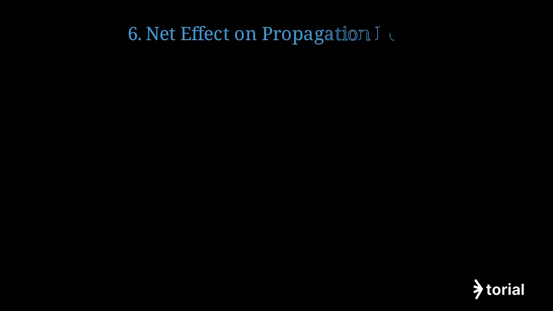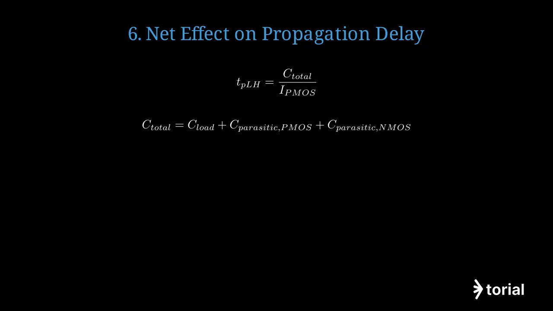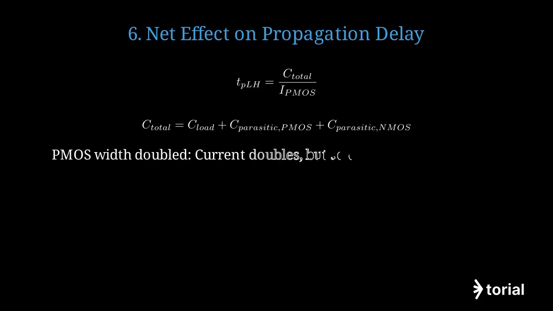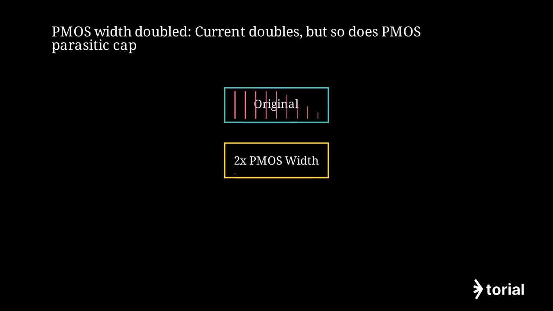Let's analyze the combined effect on propagation delay. Low to high delay equals total capacitance divided by PMOS current. Total capacitance includes external load plus parasitic capacitances from both transistors. When PMOS width doubles, its current doubles, but its parasitic capacitance also doubles. Original design versus doubled PMOS width design shows the trade-off between current and capacitance.